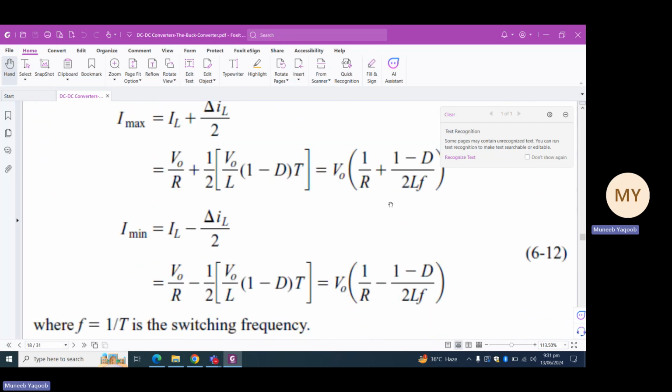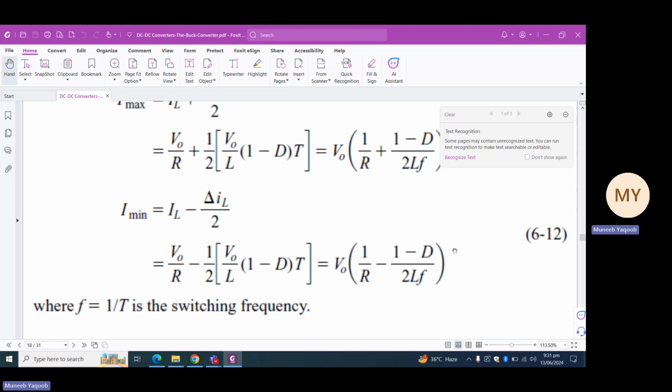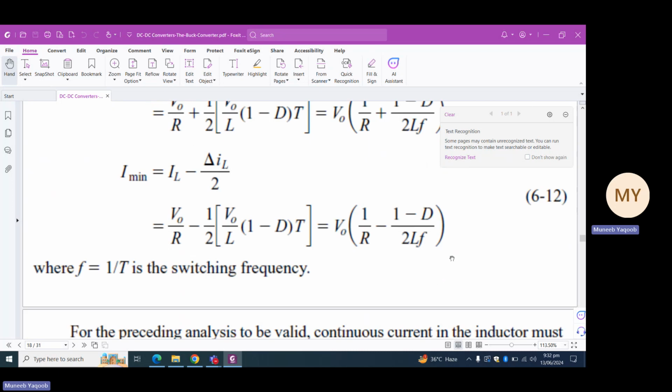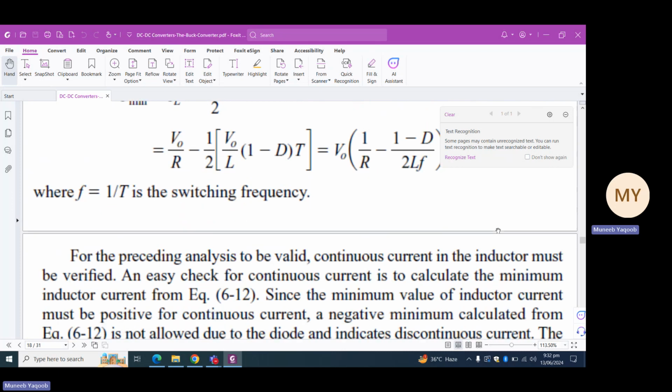Similarly, for I minimum, we can see that IL minus delta IL upon 2 is equals to I minimum. And hence we conclude that I minimum is equals to Vout into 1 upon R minus 1 minus D upon 2LF. Now, if we replace the frequency with 1 upon T, we can write the expression that is represented by equation 6.12.